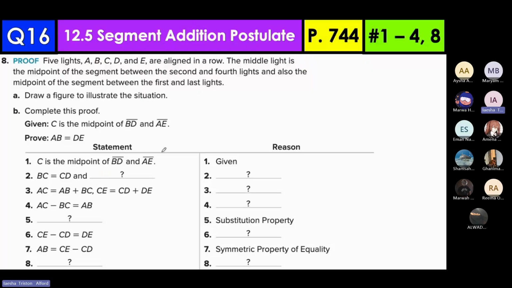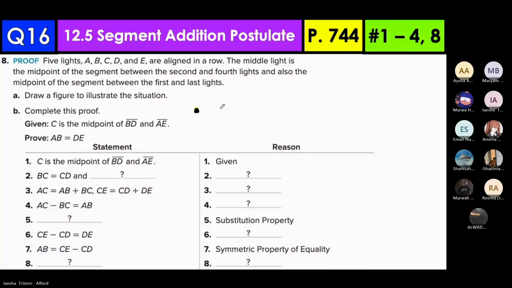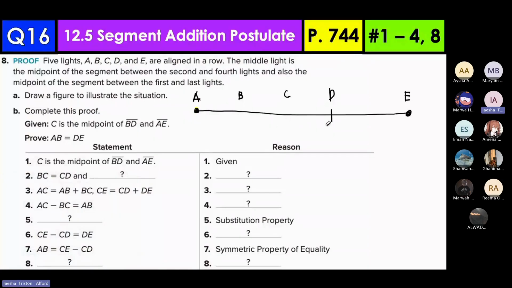This one, sorry. Maybe you need a picture here. You have 5 lights, A, B, C, D, E in a row. So A, B, C, D, and we'll make that E. They're in a row.